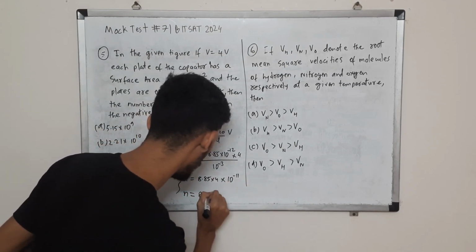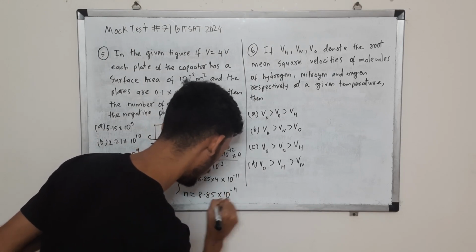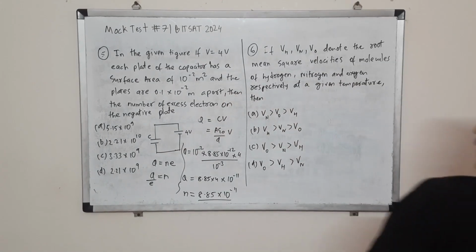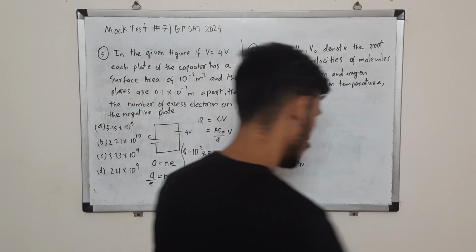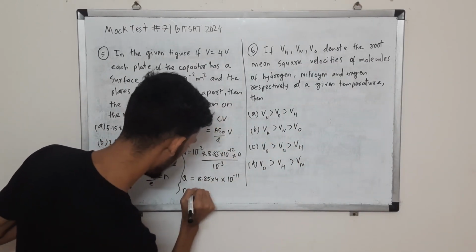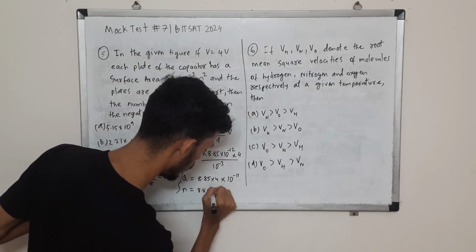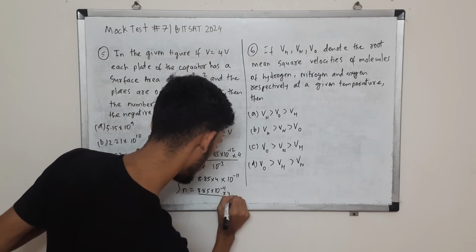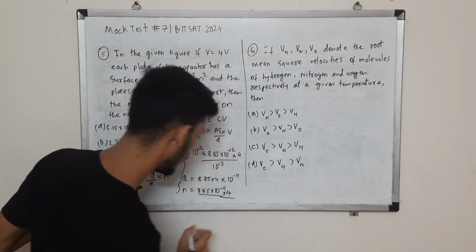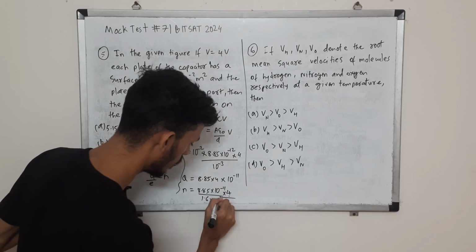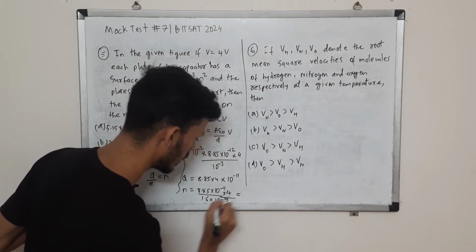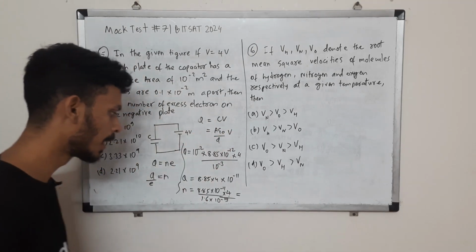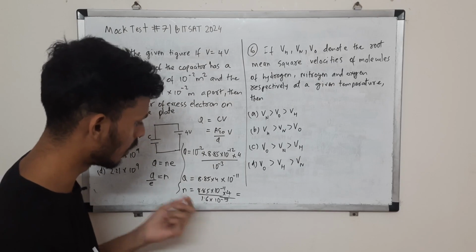So Q is this, 8.85 into 10 to the power minus 11. So N will be 8.85 into 10 to the power minus 11 divided by, so there is also a 4 over here, right? And we divide that by 1.6 into 10 to the power minus 19, right? That is the charge on the electron. You are supposed to know all these constants, epsilon naught, then the value of e. This is useful. So here what will we get?